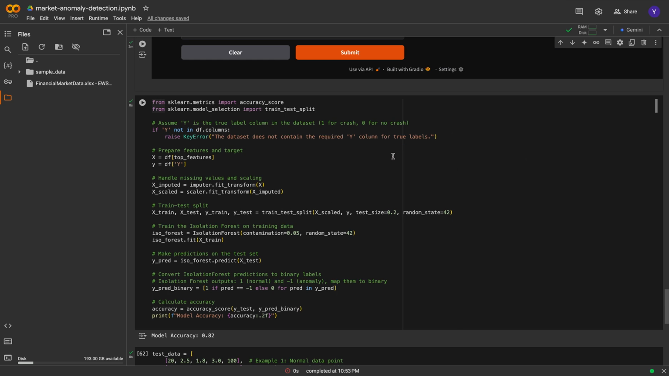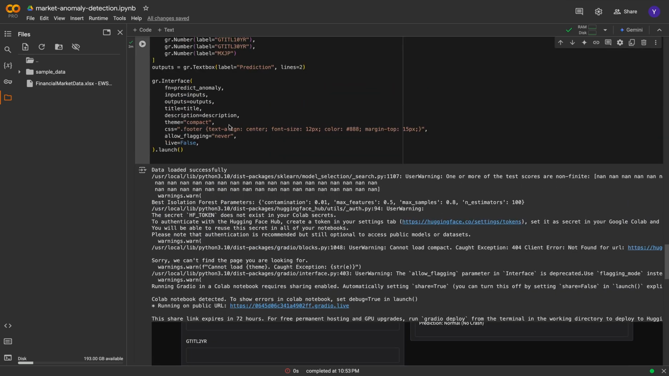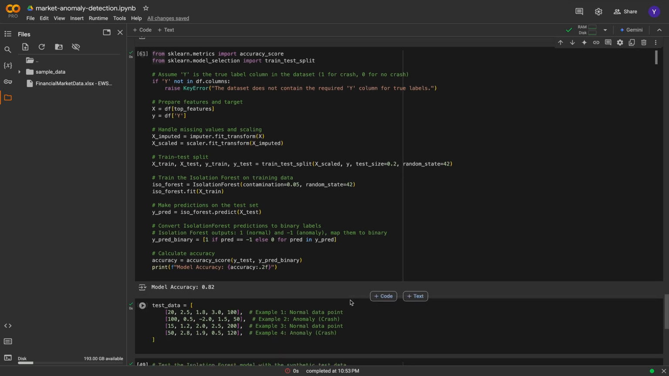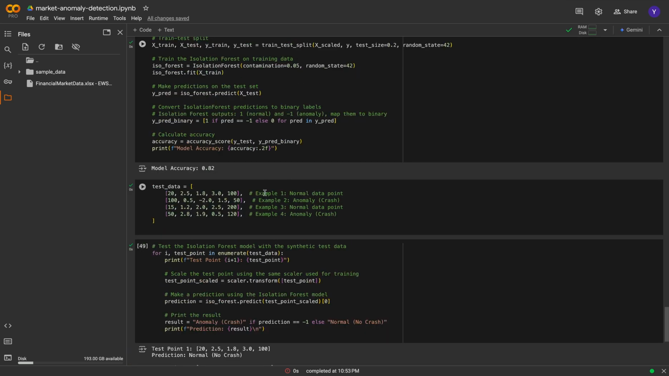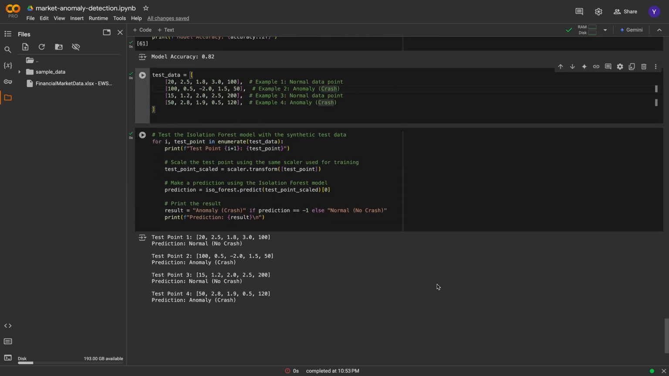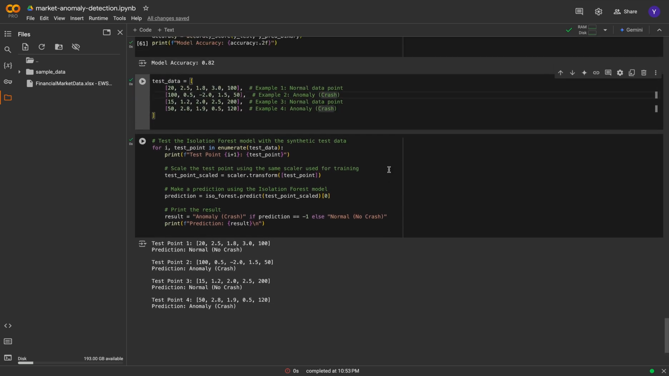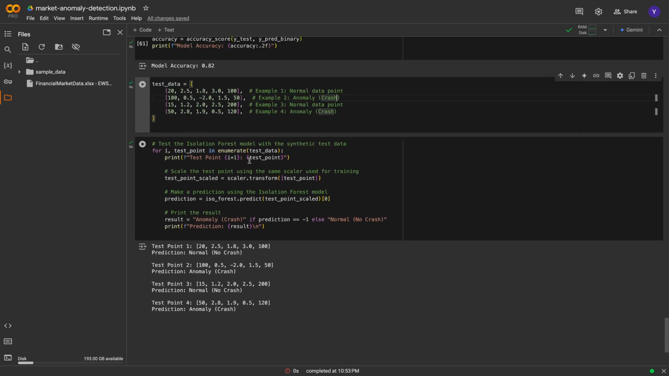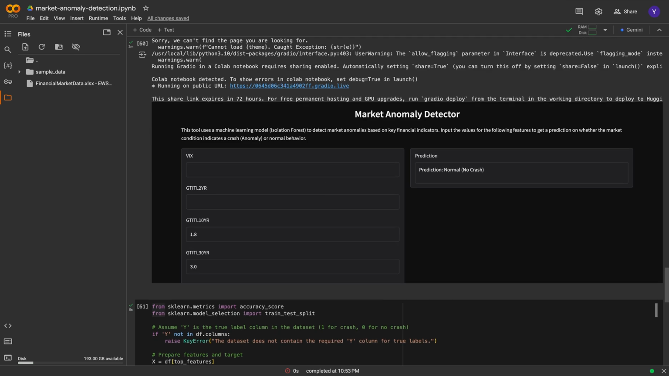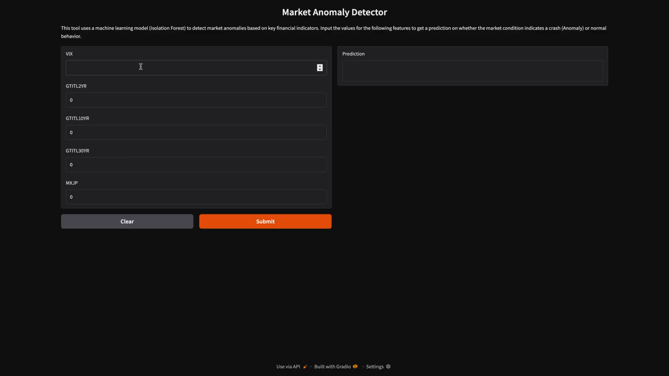I tested the accuracy, and I obtained a model accuracy of 0.82. I created some test data over here to test my program, to check what the results should be. And I also created tests for that, the test data and the test for it. So now I can test it here or go to my program.